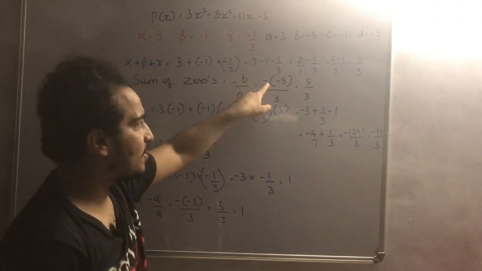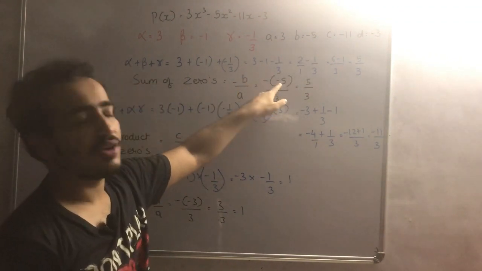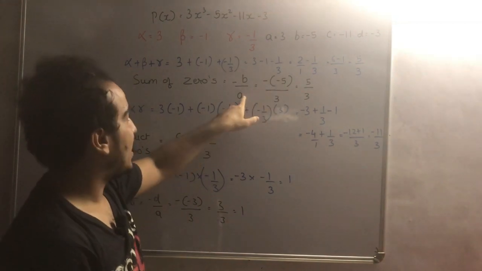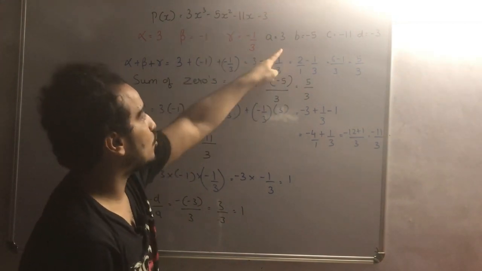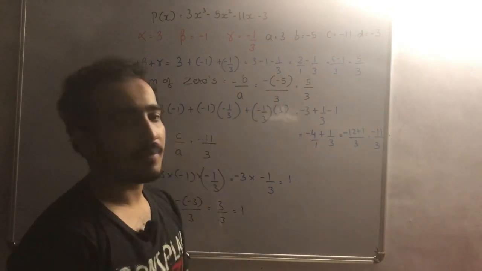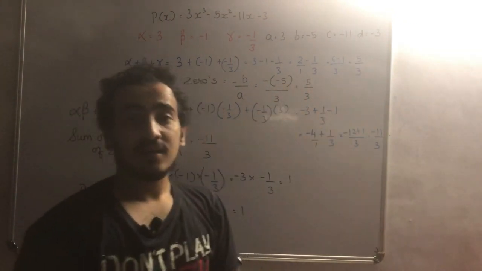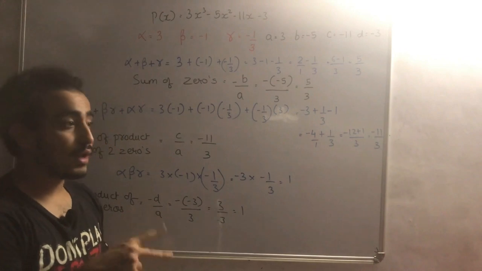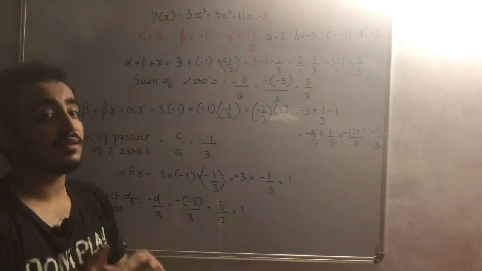So minus sign will remain as it is. Instead of b we have to write minus 5, and a means coefficient of x cube, that is 3. So minus minus plus, so the answer will be 5 by 3. See, both the answers are same. So the zeros and coefficients are also having the same answer.